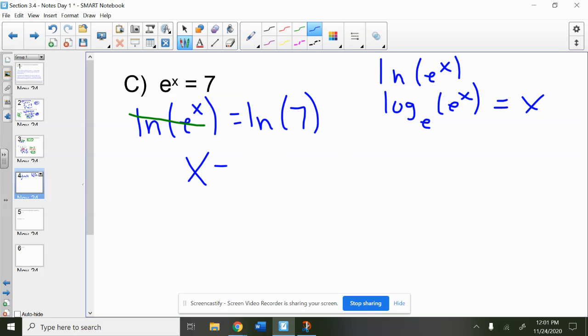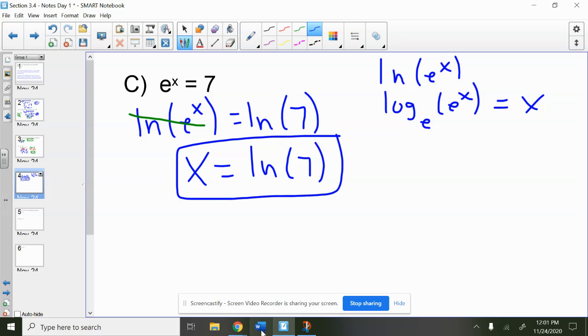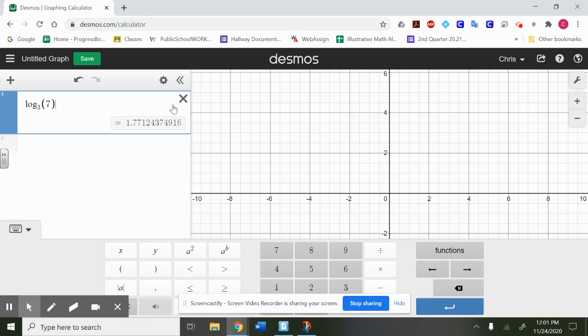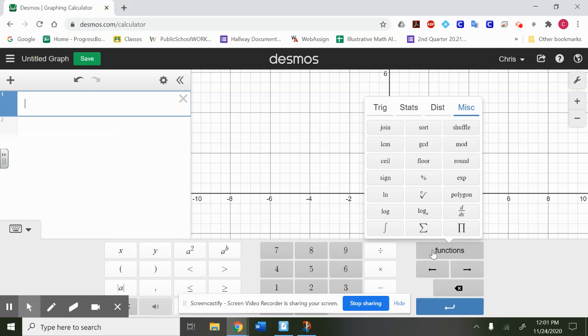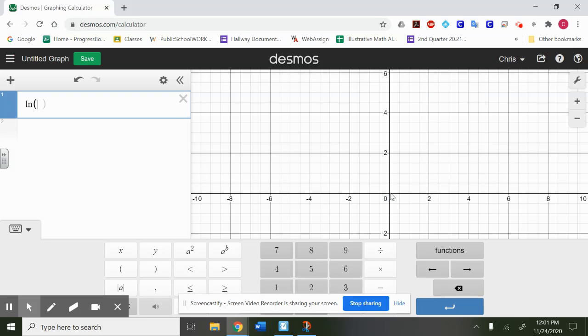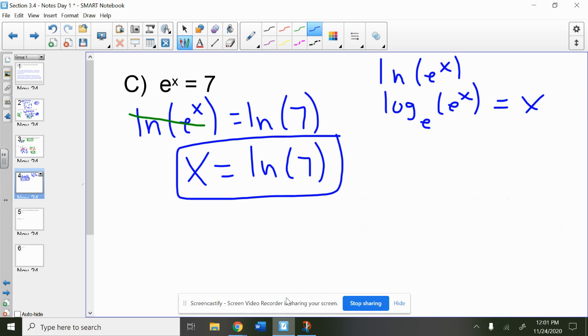So I get x here, and on this side, that's just the log of 7, natural log of 7. So that's your answer. That's the exact form. Now, if you wanted to go to Desmos and type that in, you can go to functions, and you have ln, and you can type in 7, and you get 1.95.